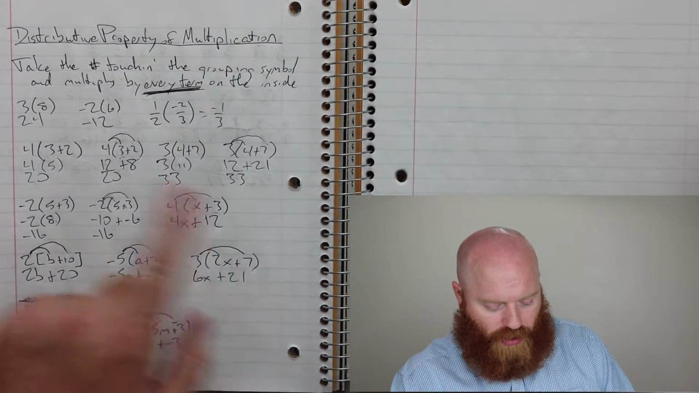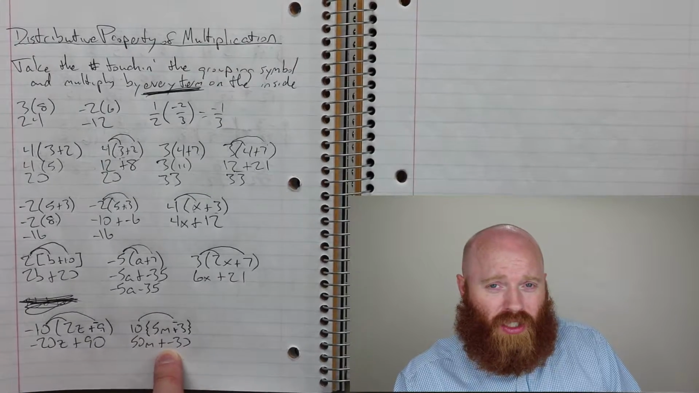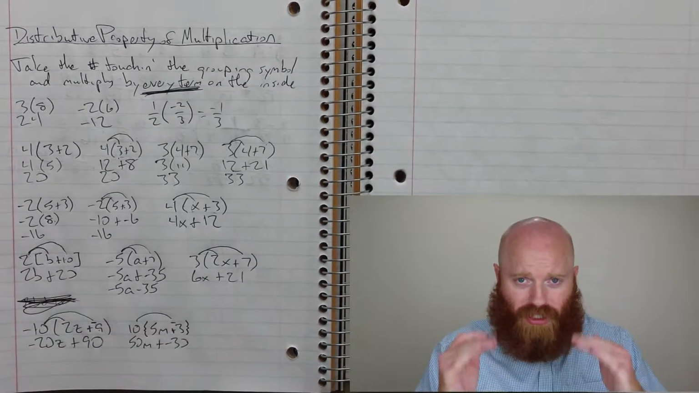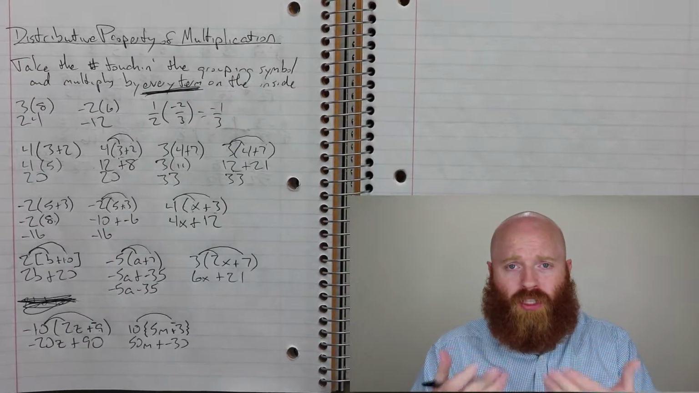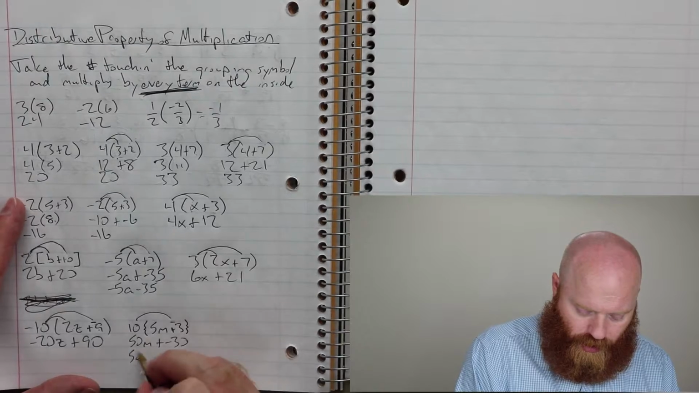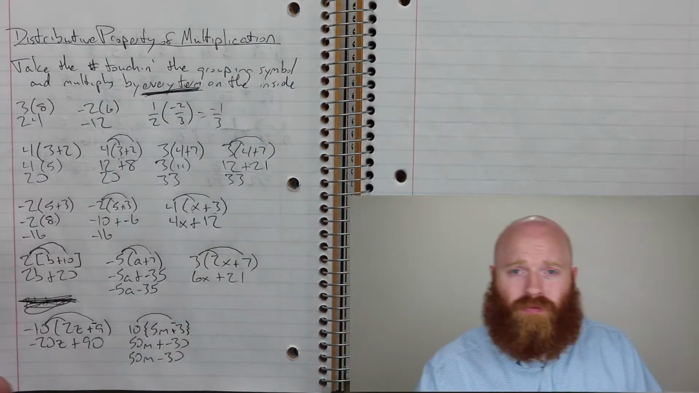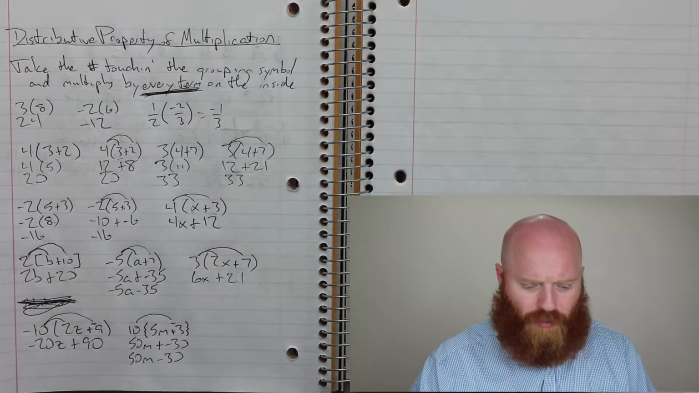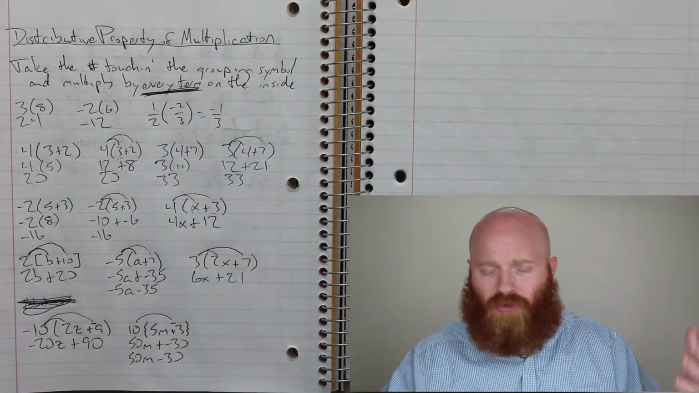Now, you remember whatever I said up here somewhere: don't put your answer with plus and negatives. I do that work while I'm showing my work and all my steps, so I don't make errors. But when I present my answer, I change that plus and negative back to subtraction. This is going to be 50m minus 30.